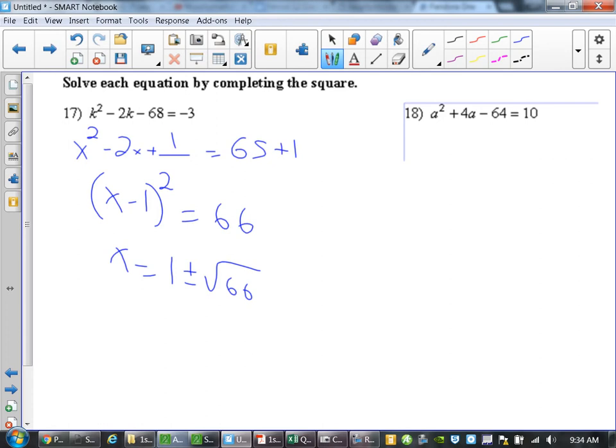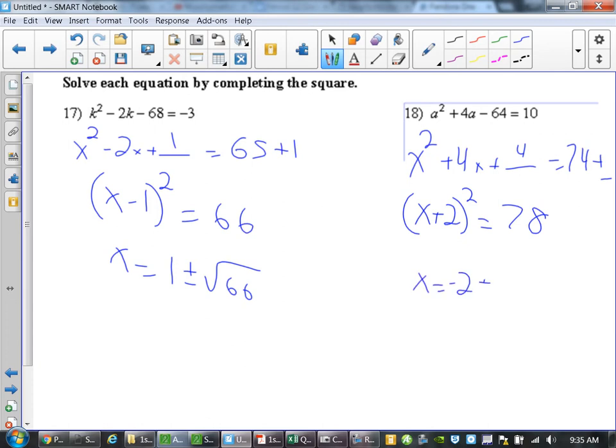Same thing on the other one. Add the 64 right away. We're going to get x squared plus 4x plus blank equals 74 plus blank. Well, what's half of 4? What's 2 squared? So I have x plus 2 quantity squared, and I'm adding 4 to both sides. I get 78. I love completing the square because it's fast. x equals -2 plus or minus the square root of 78.